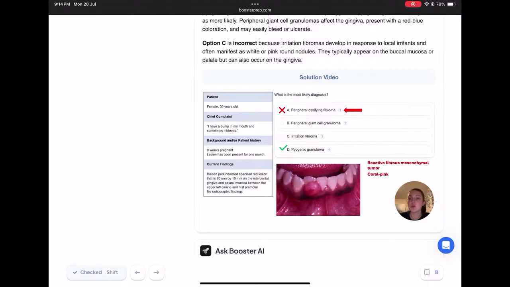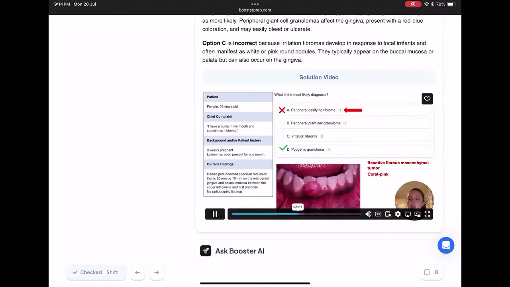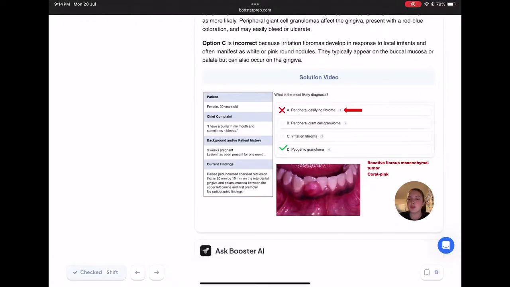And how is this similar? This is one of those 3 Ps that I mentioned, so these lesions are very similar. They're both benign fibrous mesenchymal tumors that are reactive, they present very similarly, and they're treated the same as well. But more importantly, how are they different, and how do we know that this is not the diagnosis for our patient's lesion? This has no association with pregnant patients. This usually doesn't bleed as easily, and it's more of a coral pink than a red.